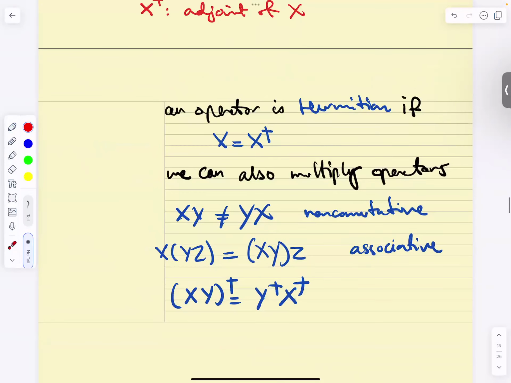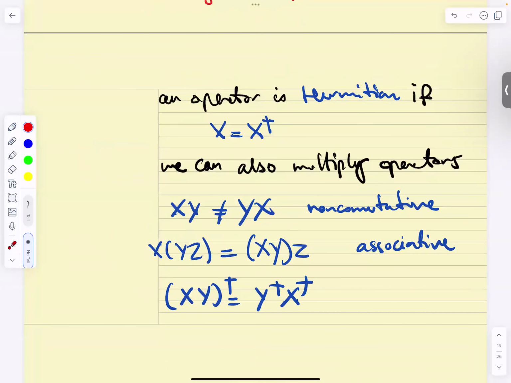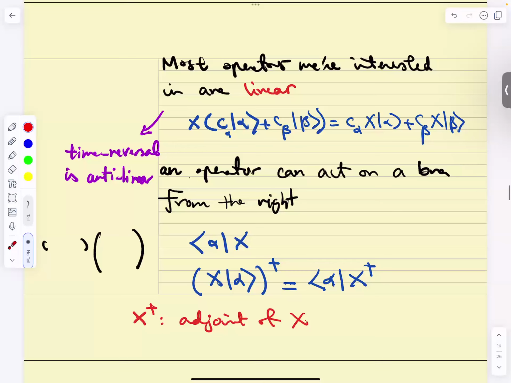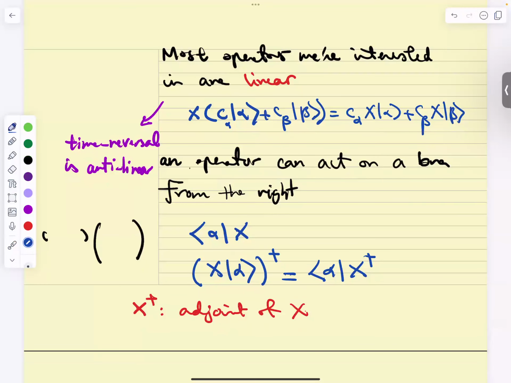Very good. Now a definition. An operator is Hermitian. I apologize, my handwriting is, at least for new words, I have to write them properly. An operator is Hermitian or self-adjoint if X is equal to X dagger. So what is X dagger for operators? Any thoughts? What is it?